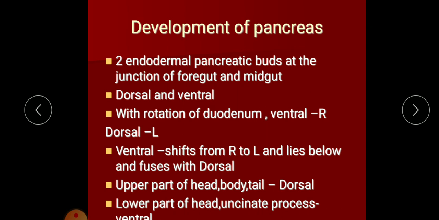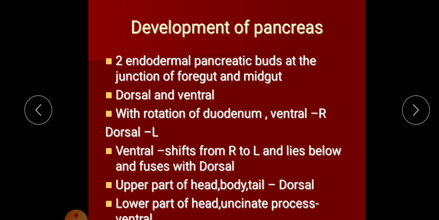Now read that. 2 endodermal pancreatic buds at the junction of foregut and midgut. One is dorsal, the other one is ventral. And with the rotation of the duodenum, the ventral will come to the right. You know that. Dorsal will come to the left. Now what happens? This ventral will shift from the right to left and then come and fuse with the dorsal pancreatic bud. So now what happens?